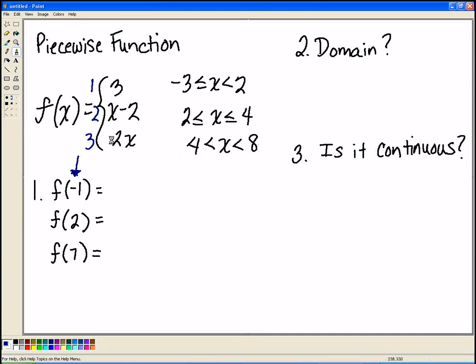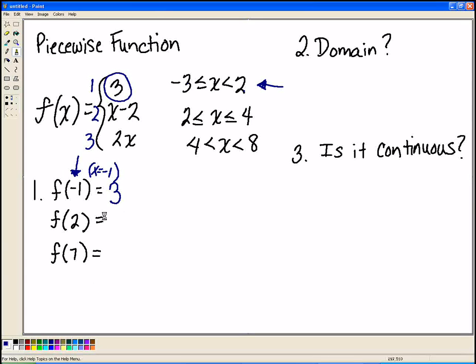All right. So now let's think about that. If I'm asked to evaluate f of -1, that's the same thing as saying x equals -1. The -1 tells me that I'm going to use this first piece right here. How do I know that? Well, -1 falls in this range. It's greater than -3 and less than 2. But I'm still not done. I have to plug in -1. Well, in the first piece, our function's equal to a constant. So there is no plugging in. So f of -1 is equal to 3.